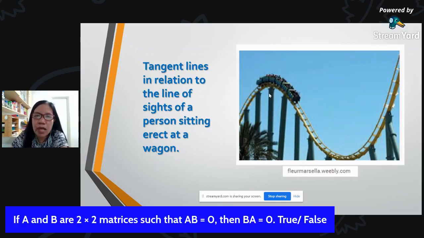We can also visualize the tangent line in relation to this roller coaster. A tangent line is parallel to the line of sight of a passenger sitting erect at a wagon if he or she is looking ahead. For instance, the passenger is sitting at this wagon. The line of sight of the person is here, and this is parallel to the tangent line at this point on this curve in a roller coaster.